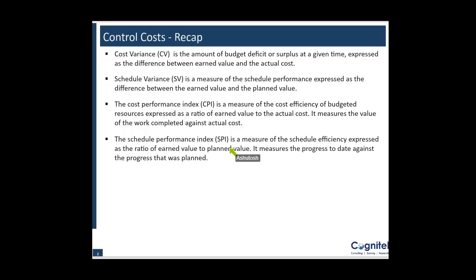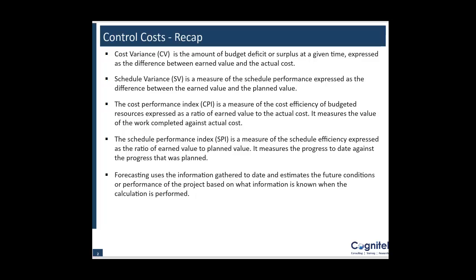So we have seen cost variance, schedule variance, CPI and SPI. Okay, moving ahead.